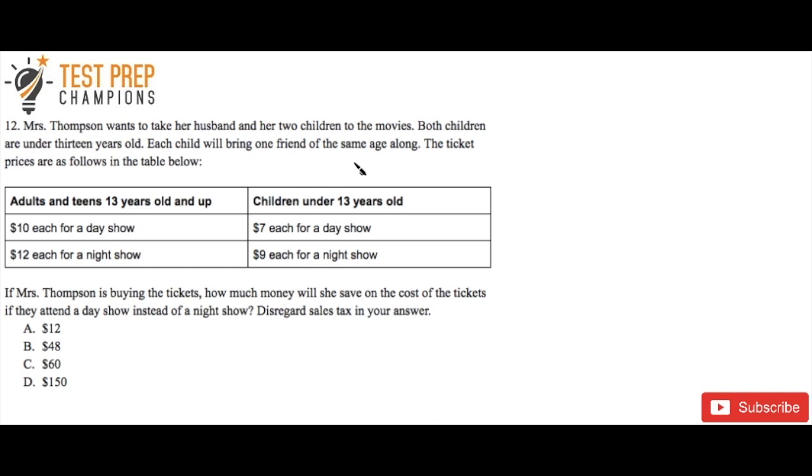Hopefully you can read that on the screen there, but I'll read it anyway. Adults and teens 13 years old and up, it's $10 for a day show, $12 each for a night show. For children under 13 years old, $7 each for a day show and $9 each for a night show. If Mrs. Thomas is buying the tickets, how much money will she save on the cost of the tickets if they attend a day show instead of a night show? Disregard sales tax in your answer.